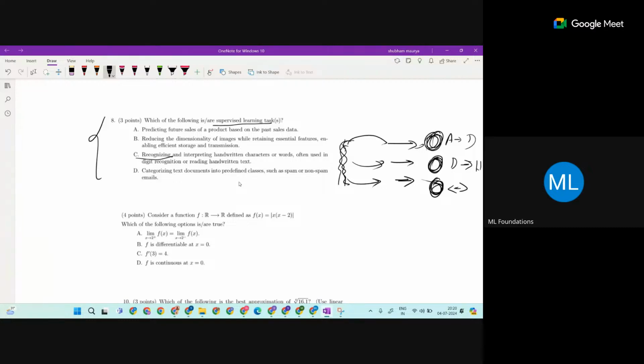Classification is already a supervised learning. And here it is dimensionality reduction, where the dimensionality is already given. So dimensionality reduction is in unsupervised learning. That's why this B part is going to be wrong. The correct options are A, C, and D.